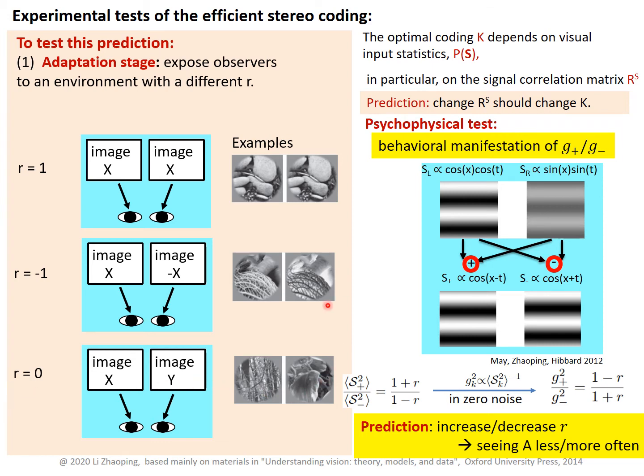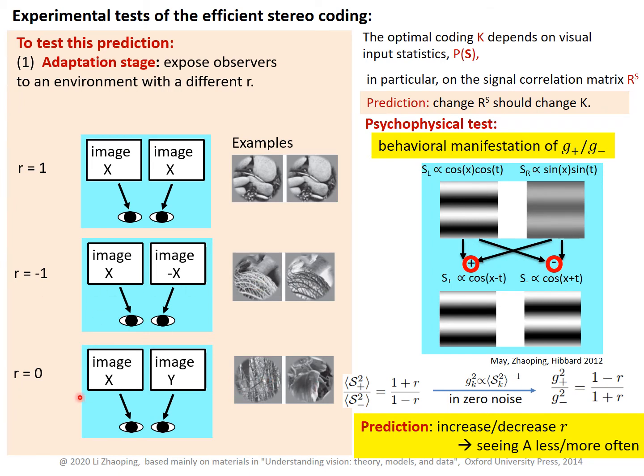And you don't have to use these photographic images. You can also use random noise images, as long as the two eyes see exactly the same image in this condition, and see photonegatives of each other in this condition, and independent in that condition.